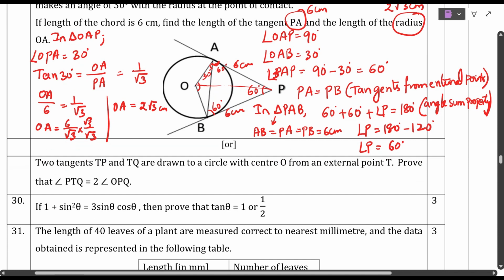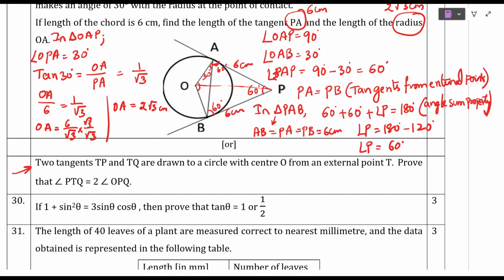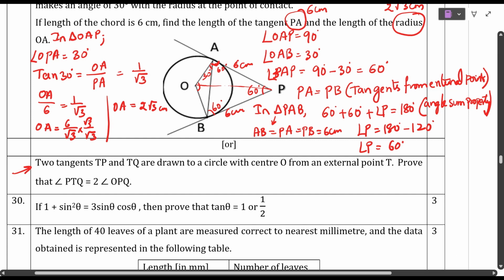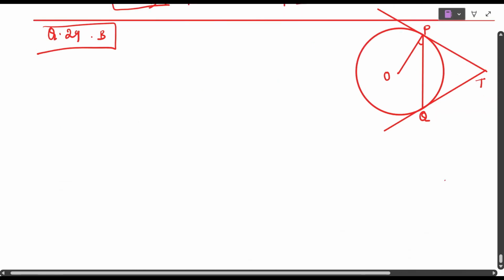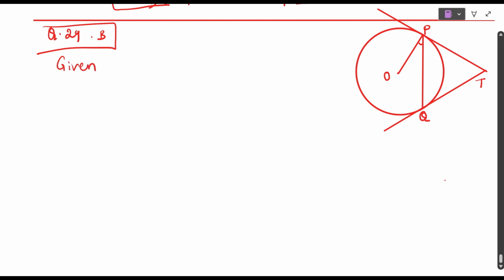So the B bit is how much? Coming to B bit, two tangents TP and TQ are drawn to a circle with center O from an external point T. Prove that angle PTQ is equal to 2 angle OPQ. Now let us write the given part, students. So what is given here? Given here is TP and TQ are tangents.